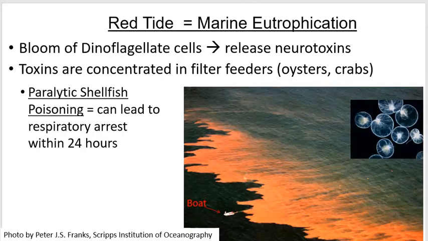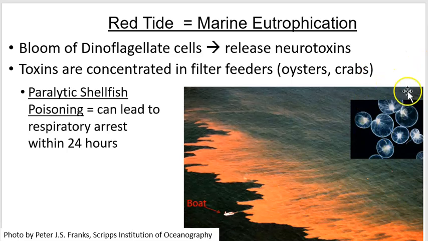And to give you an idea about the size, this is a little boat that is sampling this red algae in this wave in the ocean. And this is a bloom of dinoflagellates that look like this little guy right here. And the dinoflagellates, if you remember, they release neurotoxins to stun their prey.